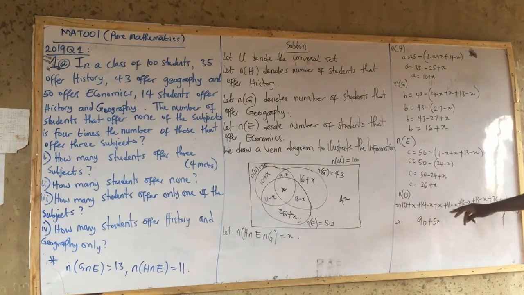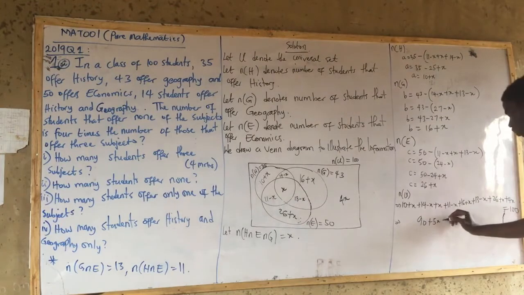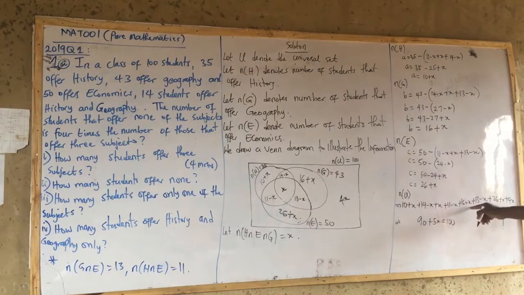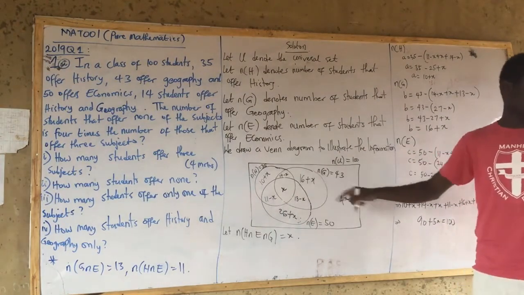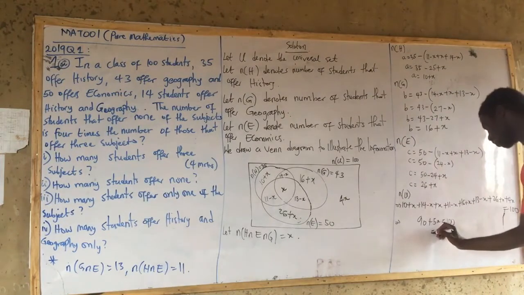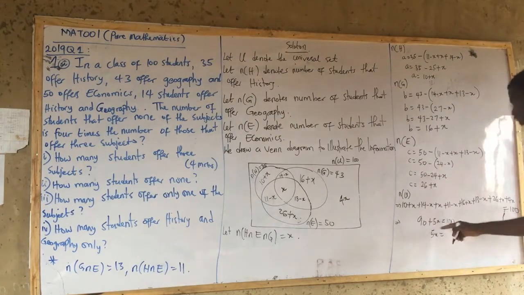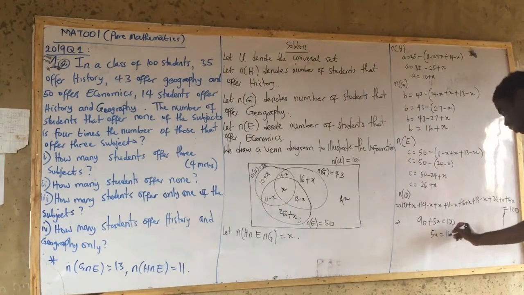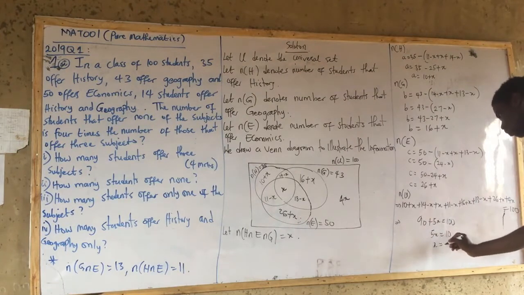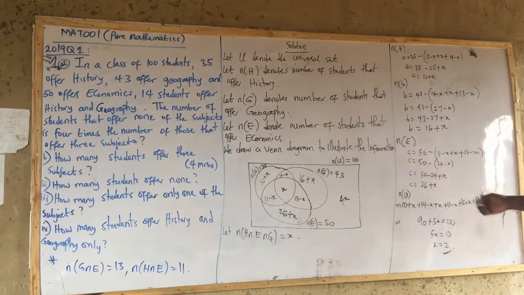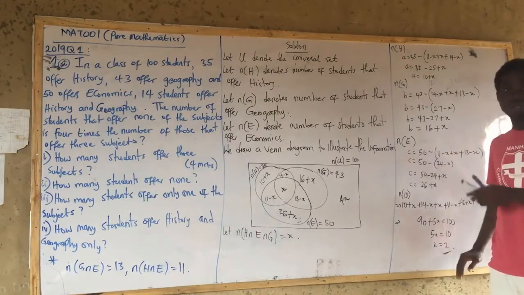So this 11 minus x, 16 plus x. So I should have 5x here equal 100. This is 16 plus x. So 5x is equal to 100 minus 90 is 10. So x is 2. That's how you get your first answer. x will be equal to 2.